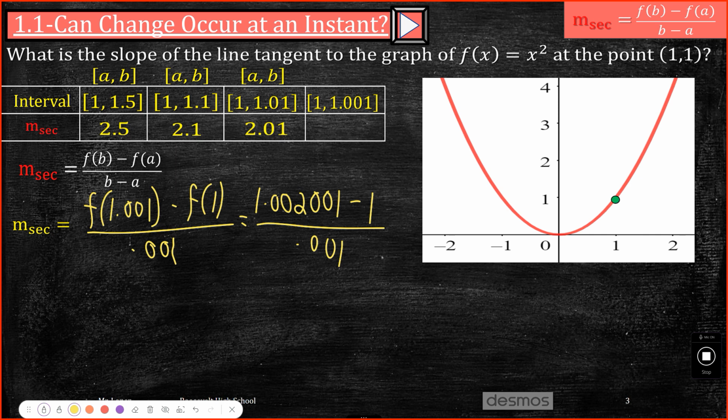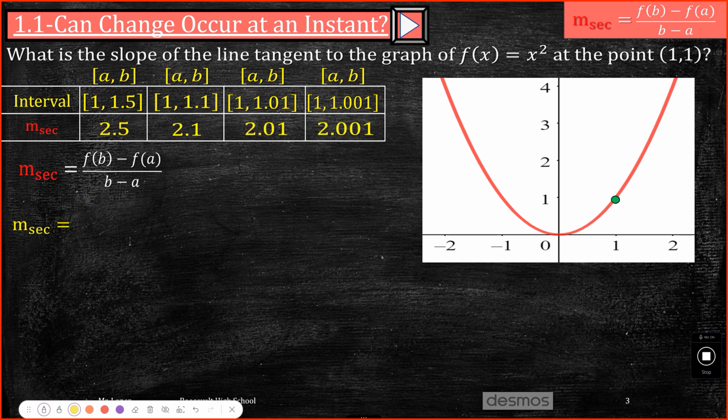What did you get? Learning this math, you've got to be doing it. What did you get? Anybody? 2.001, is it? 2.001.